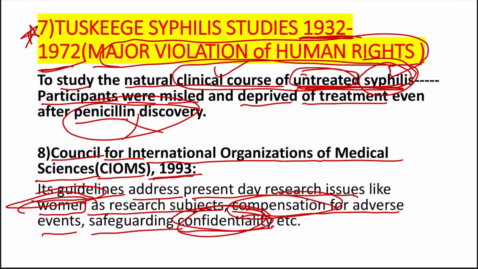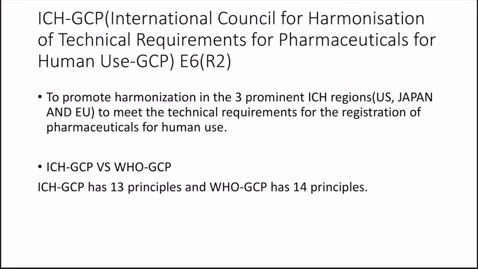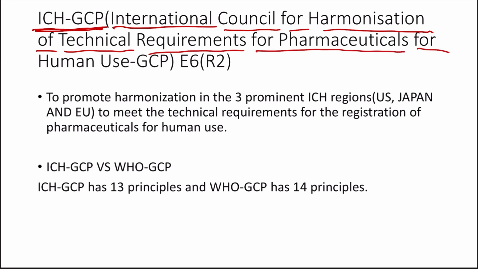So with this we have completed the historical background. Now let's move on to the next topic, that is ICH-GCP, which stands for International Council for Harmonization of Technical Requirements for Pharmaceuticals for Human Use Good Clinical Practice. And right now we are following the E6 R2 version of ICH-GCP.